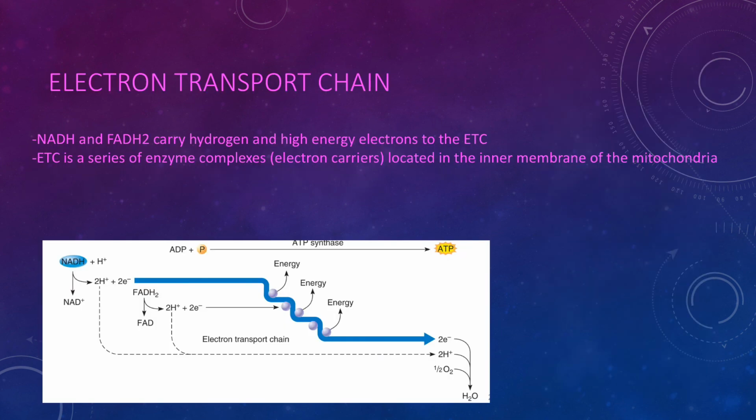The final step is the electron transport chain, where energy from electrons is transferred to the enzyme ATP synthase. ATP synthase uses energy to catalyze phosphorylation of ADP to ATP. Water is formed in this process. Oxygen is the final electron carrier.